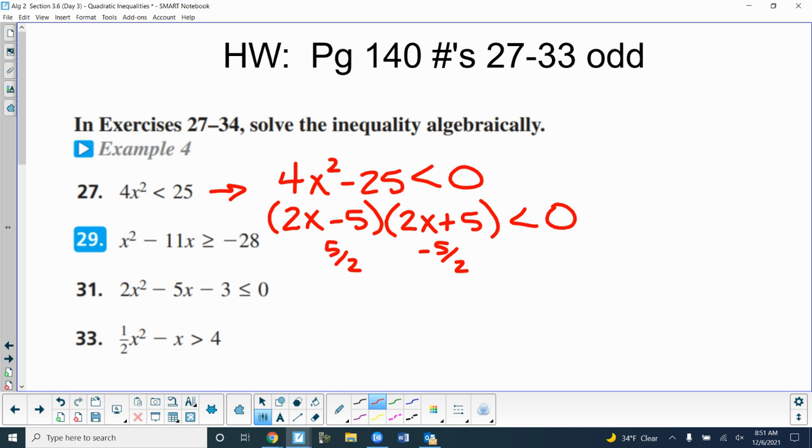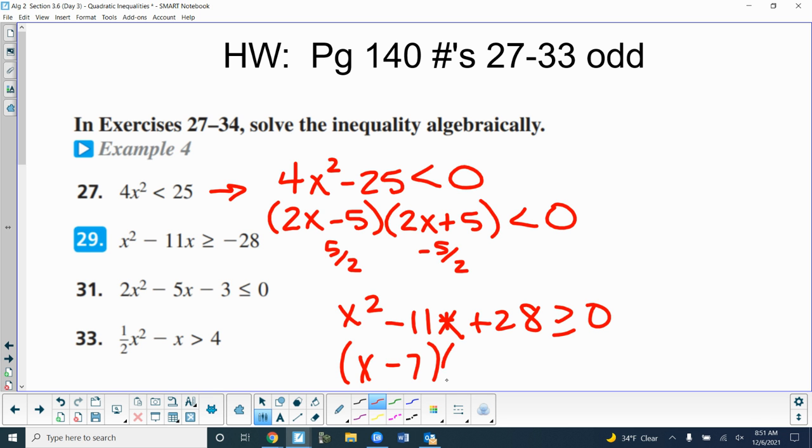Number 29, you're going to add 28. Oops, 11x plus 28 greater than or equal to 0. And there are factors of 28. -7 times -4 is positive 28 that add up to -11. So I would have factored that quickly.